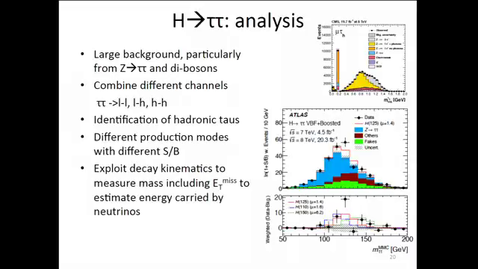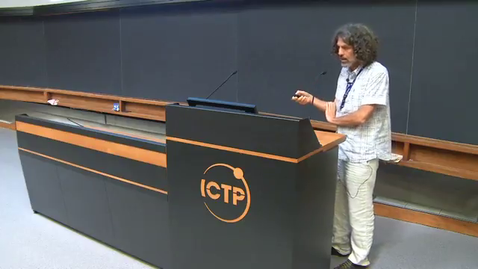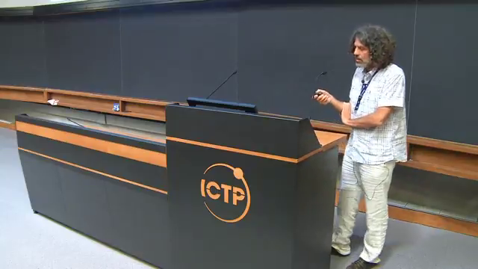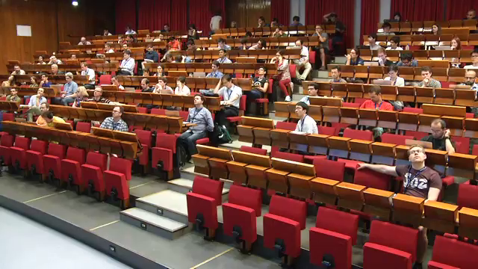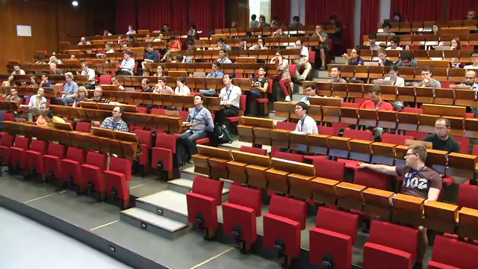Okay, now we go to the search for decays of the Higgs bosons into fermions. And the most promising channel is Higgs to tau tau. So there is, of course, a large background, particularly from Z to tau tau, and also from diboson. And in this case, we have a low cross-section and large background. So in this search, there is a combination of all the different possible channels, from taus going to leptons, but also hadronic taus. And a good identification of hadronic taus is very, very crucial for all this measurement.